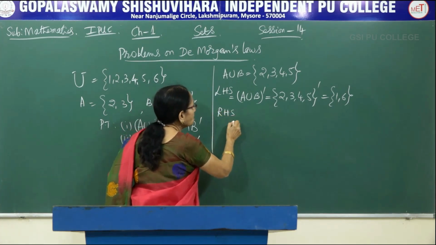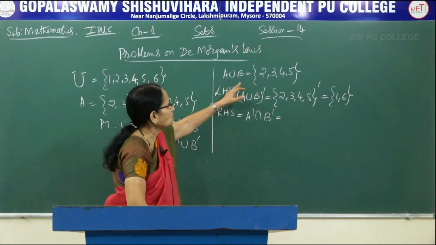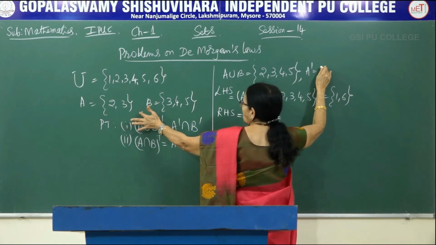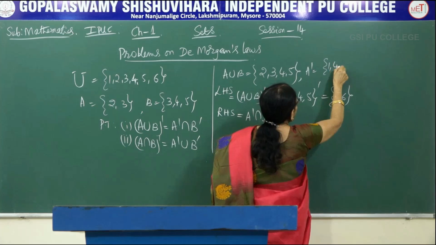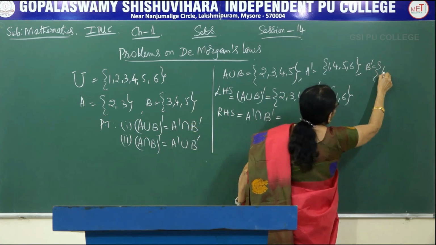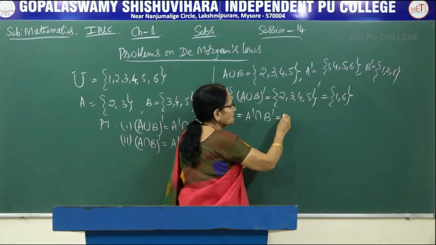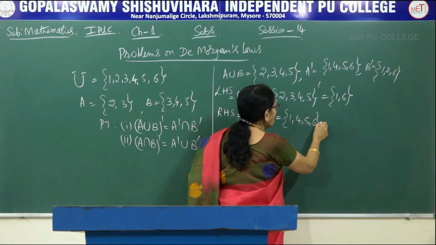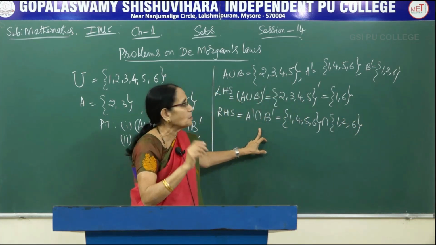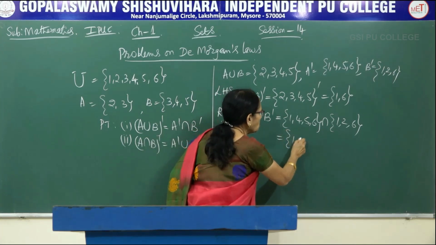Now let me come to the right hand side. What is on the right hand side? A dash intersection B dash. Here itself you can calculate A dash also. A contains 2 and 3, so A dash is the remaining elements, that is 1, 4, 5 and 6. And what is B dash? 3, 4, 5 are there, so B dash is 1, 2 and 6. Now A dash intersection B dash means {1, 4, 5, 6} intersection {1, 2, 6}. Intersection means you have to take only the common elements. 1 is present in both of them, 6 is present in both of them. So that would be equal to {1, 6}.